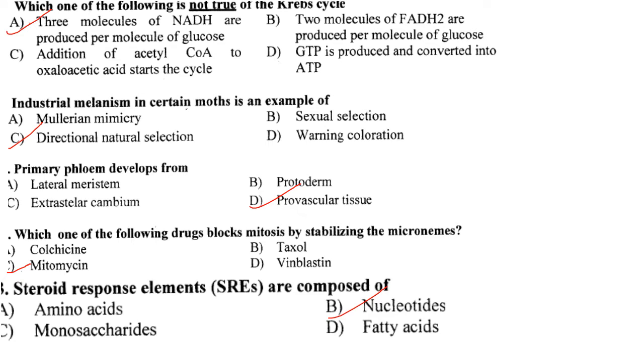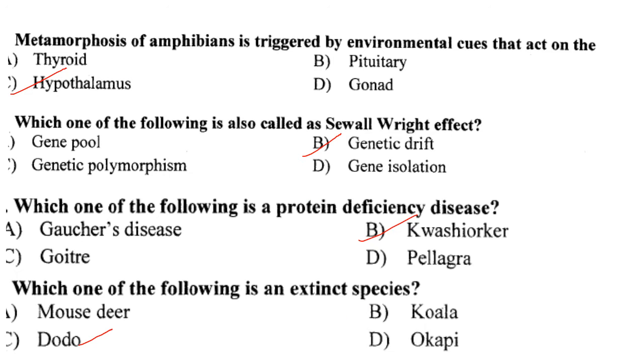The next one, steroid response elements are composed of. So they are composed of nucleotides. Answer is option B. The next one, metamorphosis of amphibians is triggered by environmental cues that act on the hypothalamus. Answer is option C. Then which one of the following is also called as Sewall-Wright effect? It is called the genetic drift.